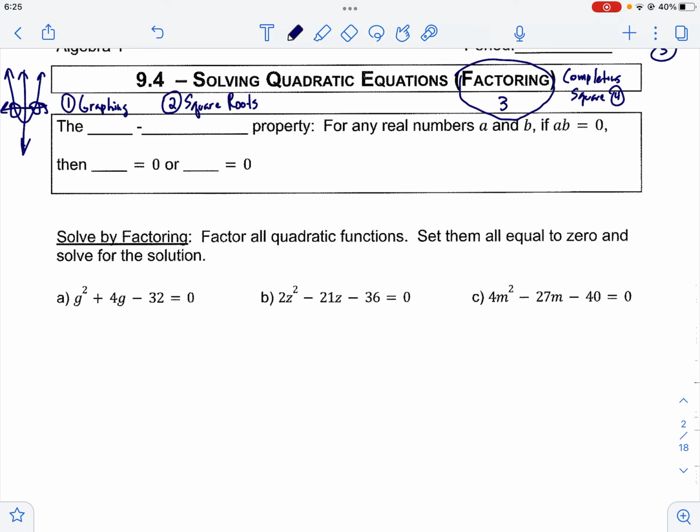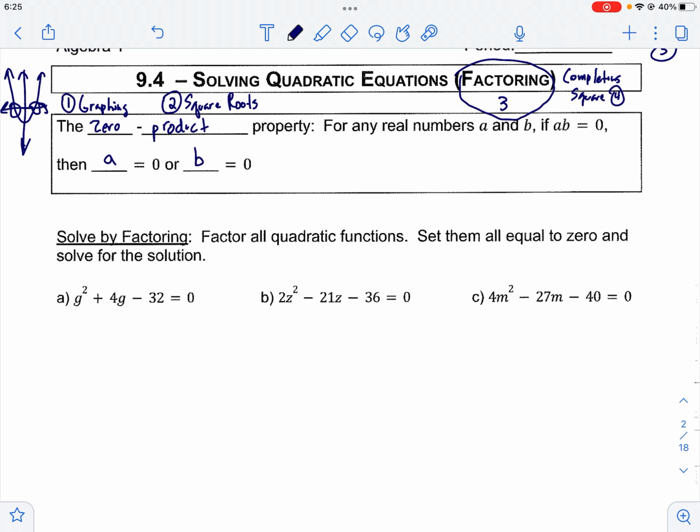All right, solving quadratics by factoring, what we're going to learn today, is something you're very familiar with. The only thing that's new is we're going to talk about something called the zero product property. The zero product property says that for any numbers a and b, if ab equals 0, then that means either a equals 0 or b equals 0.